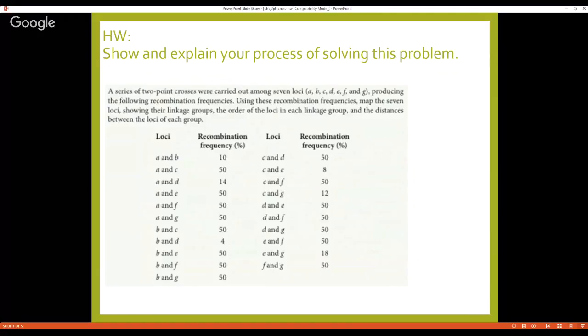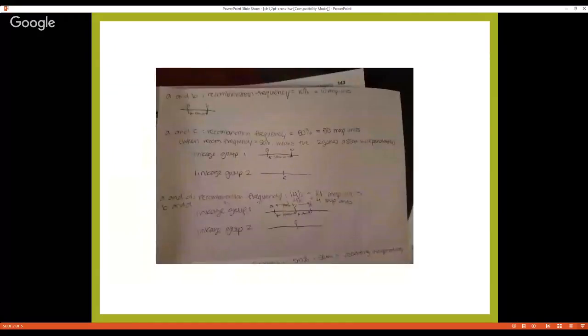So we're going to start out with A and B, and they have a recombination frequency of 10%, and a recombination frequency of 1% is equal to 1 map unit. So A and B, the recombination frequency is 10%, and that equals 10 map units. I have drawn here linkage group 1. It's A and B, and it shows that they're 10 units apart.